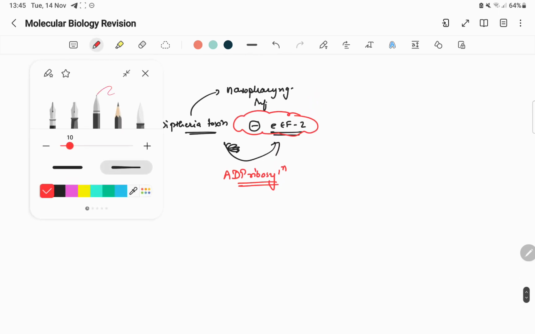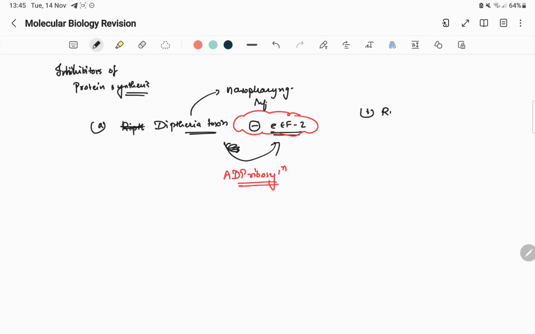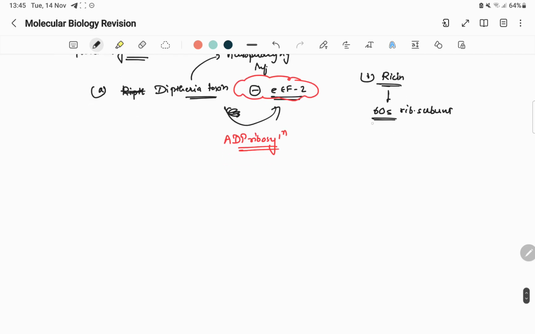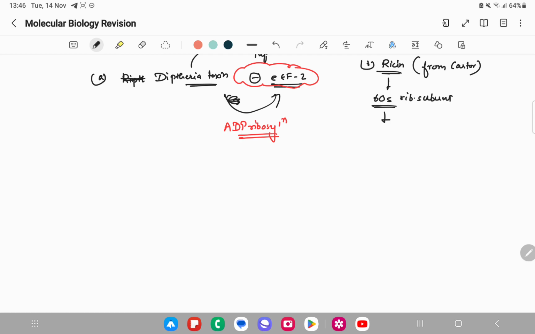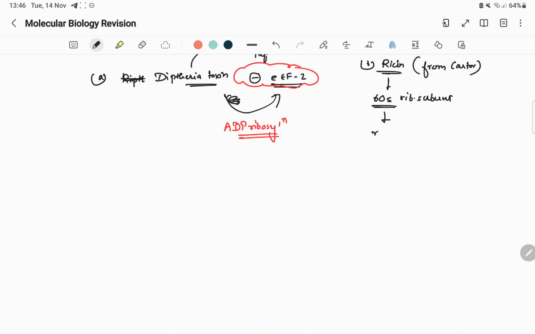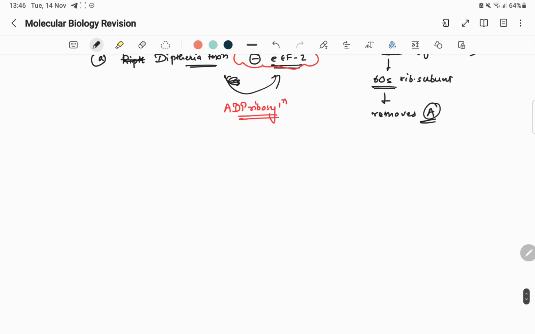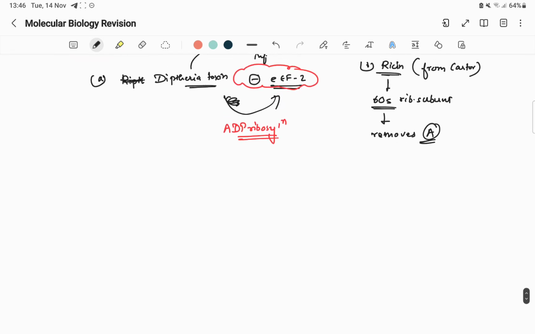Another inhibitor is ricin. This binds to the 60S ribosomal subunit. It is a protein from castor beans. It binds to the 60S and removes an adenine nucleotide from the 28S rRNA, blocking the translation process, not the translocation, the translation process.